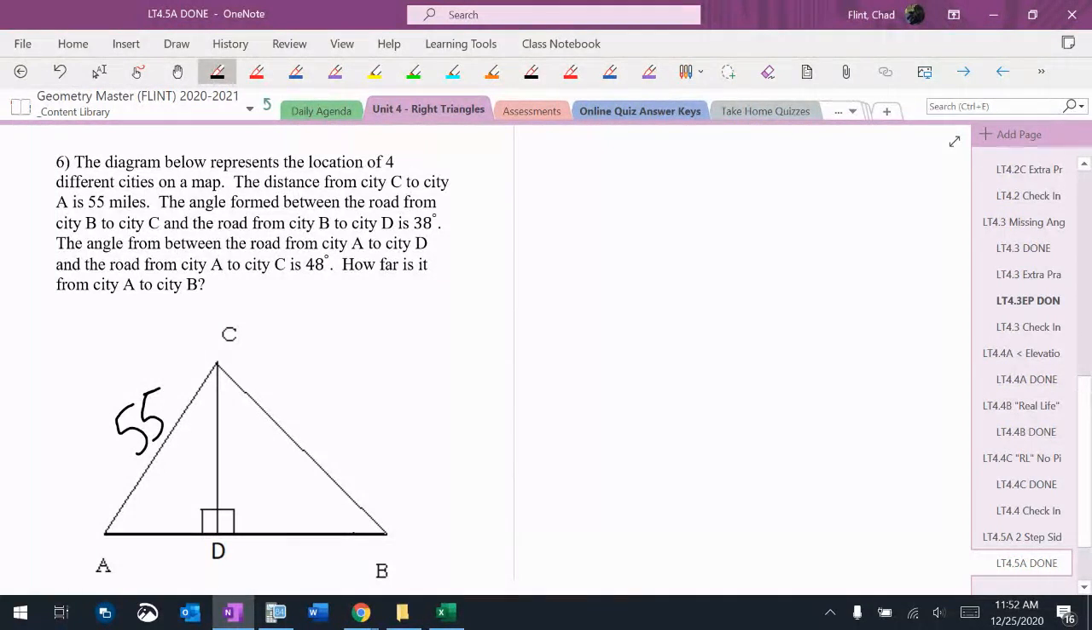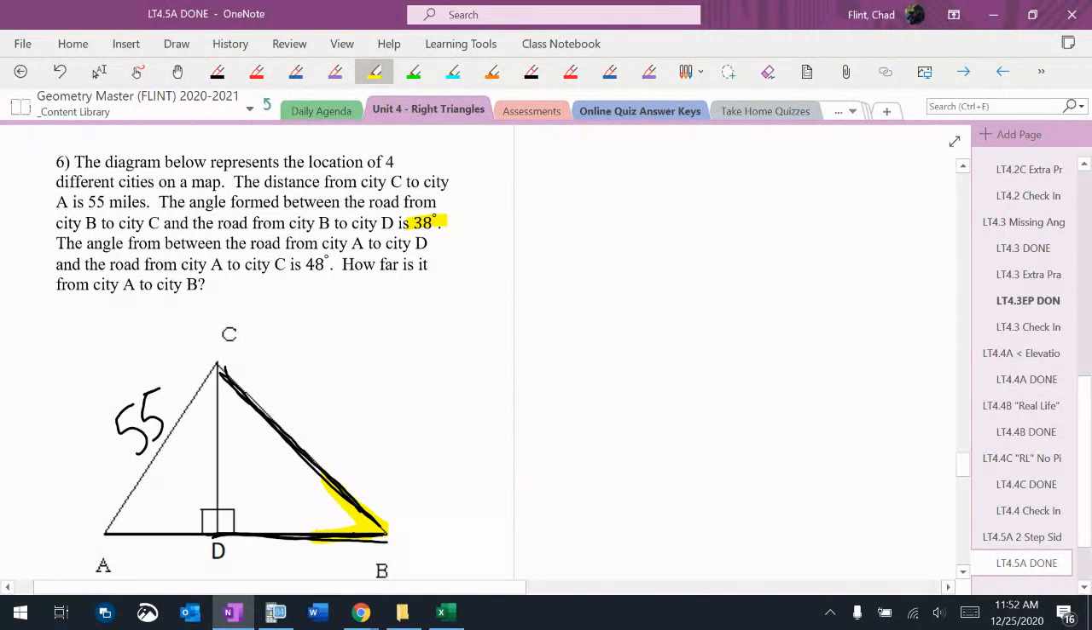the road from city B to C, which is this road right here that I was tracing, and the road from B to B right here, is 38 degrees. 38 degrees right there.